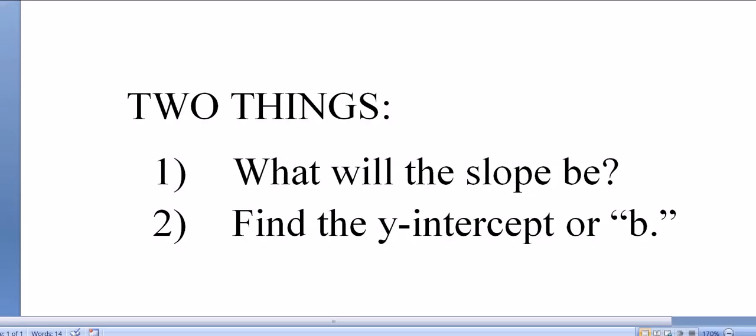So as we proceed to do the next three problems, we will have to consider two things. What will the slope be? If it's parallel, the slope will be identical. If it's perpendicular, we change the sign and reciprocate. And the second thing we must consider is we must find the y-intercept, or b, right? And so we have this y equals mx plus b slope-intercept form that we learned from algebra. We're going to use that.